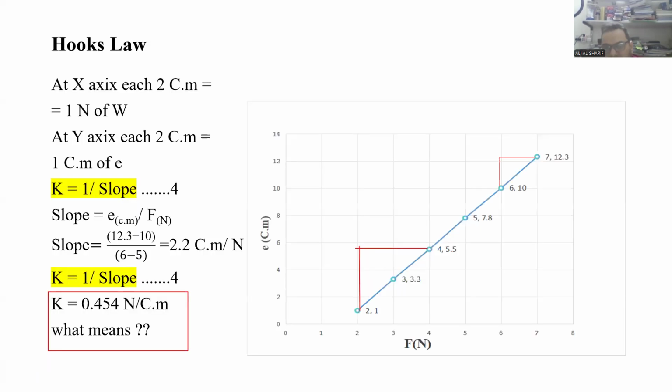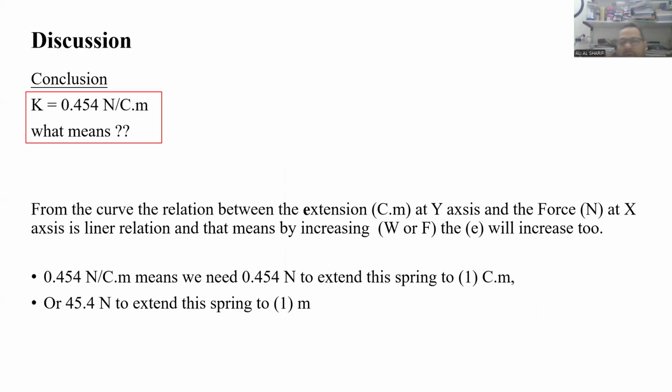Let's plot them. It will be like that. I calculated the slope. It's approximately 2 point something. The k constant is less than 0.5 Newton per centimeter. Okay, less than. What does that mean? Let's think about that.